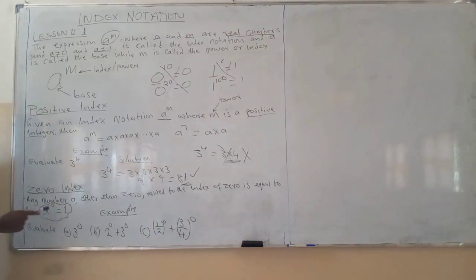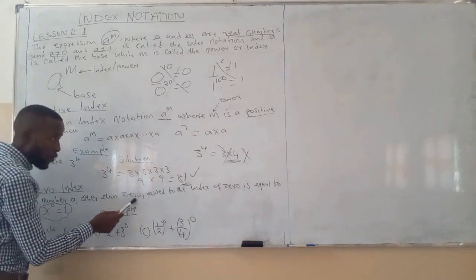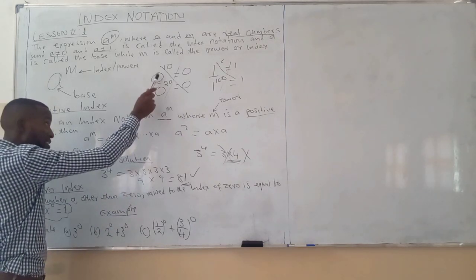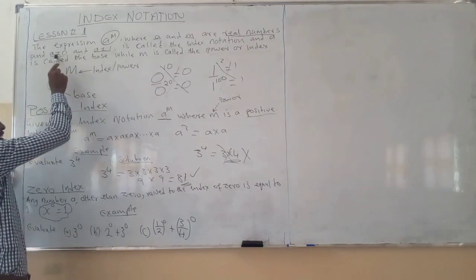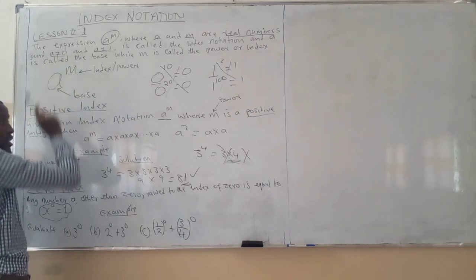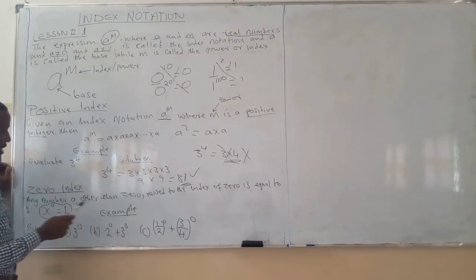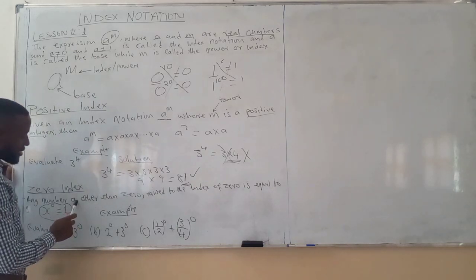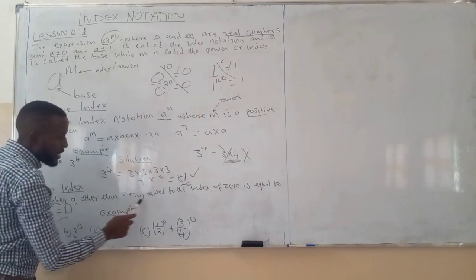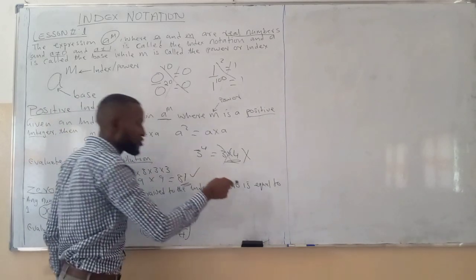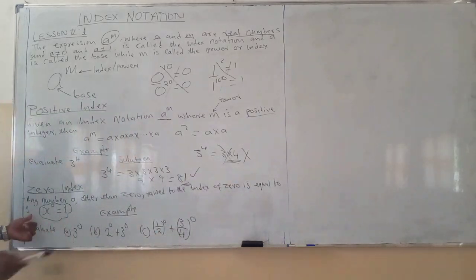So here we are simply saying let us look at the power 0. Any number raised to power 0, what is it going to be? They are saying that for any number a, other than 0, don't put 0 here, remember we said the base should not be equal to 0, a raised to the index of 0 is equal to 1.